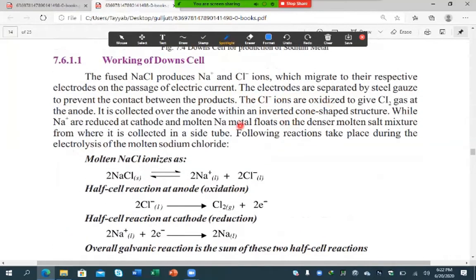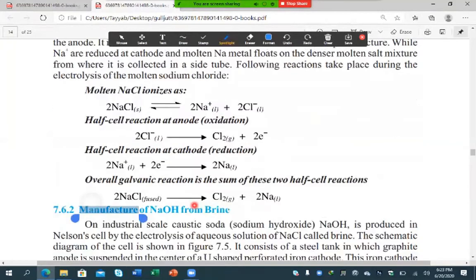The same statement is explained here. The electrodes are separated by steel gauze to prevent contact between the products. The chloride ions are oxidized to give chlorine gas at the anode. It is collected over the anode within an inverted cone-shaped structure. While sodium ions are reduced at the cathode, and molten sodium metal floats on the denser molten salt mixture, where it is collected in a side tube. Here are the equations.